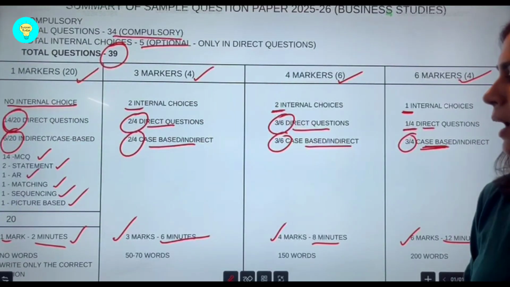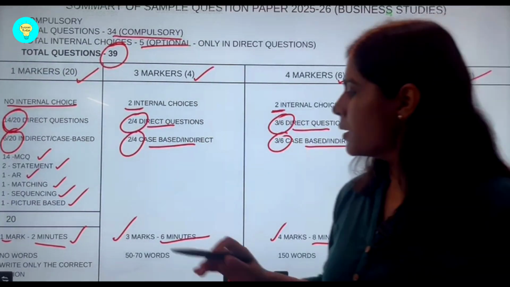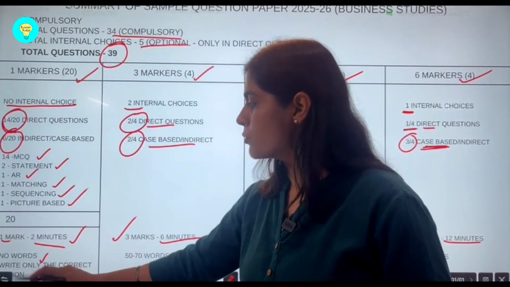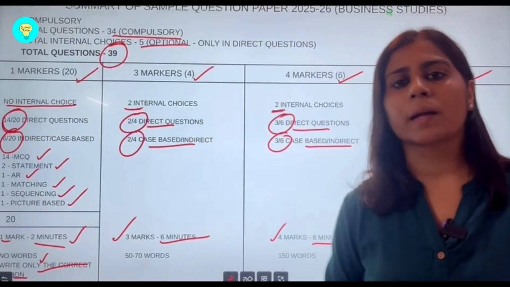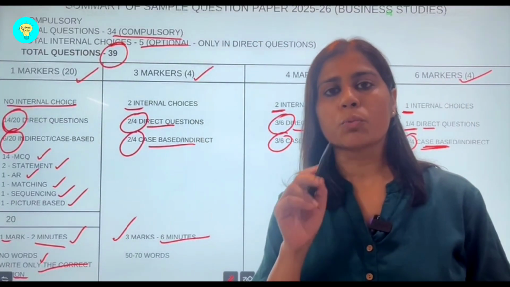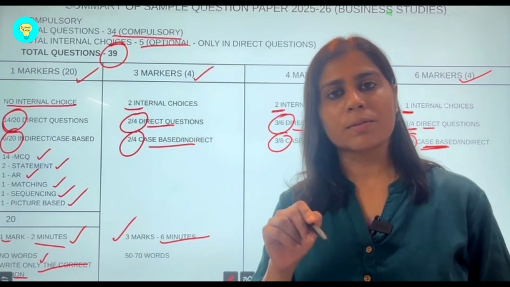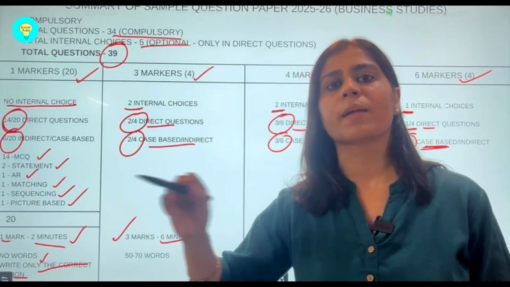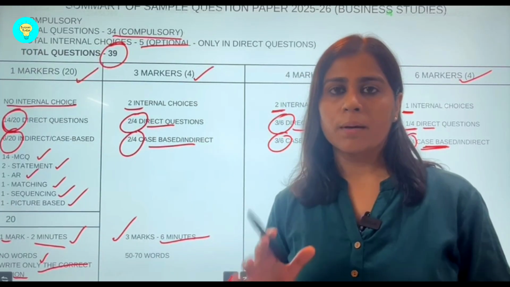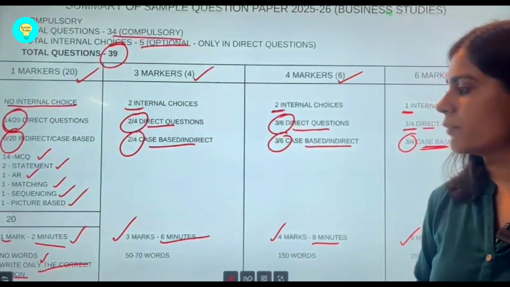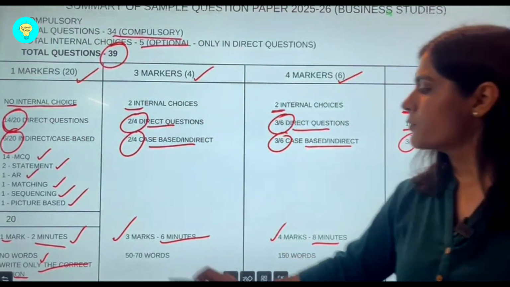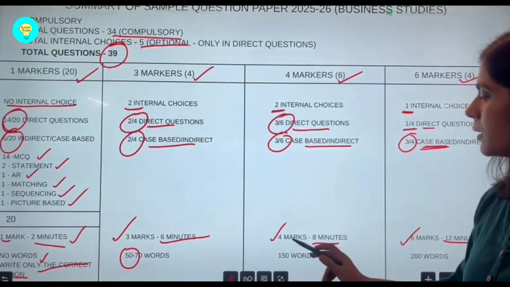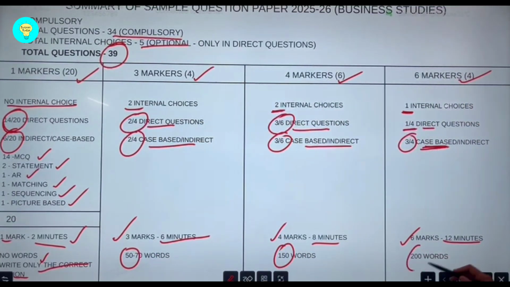And word limits have to be adhered to, because here in 1 markers, no word limits, because you just have to write the correct option, not tick. Just mention, like suppose 1 and the part is B, answer is B, and then write a few words of that option so that it's easily identifiable that whichever option you are marking as right. In 3 markers, 50 to 70 words, as said earlier. In 4 markers, 150, and in 6 markers, 200 words.